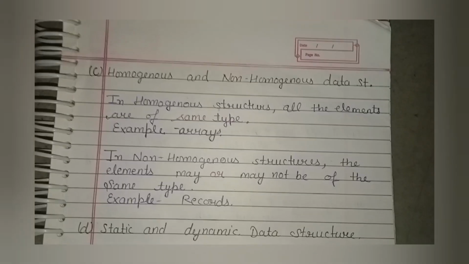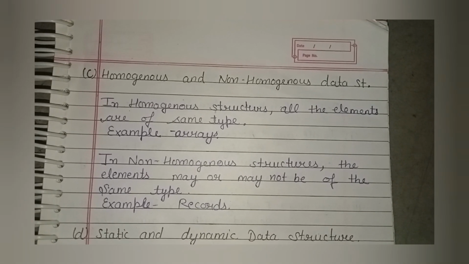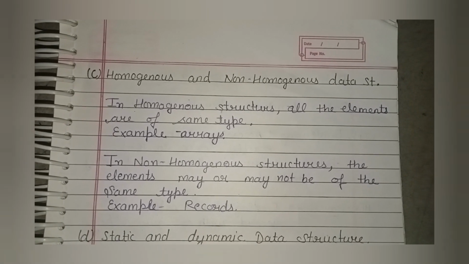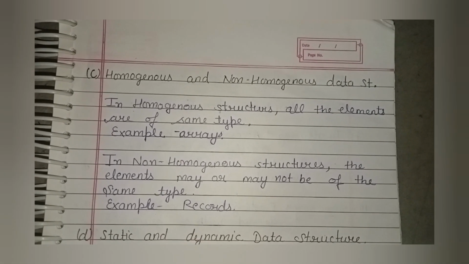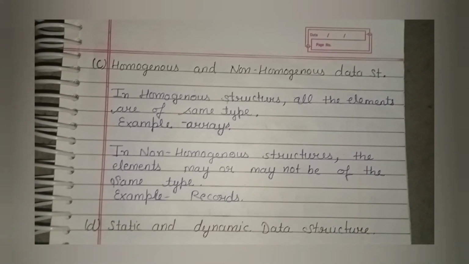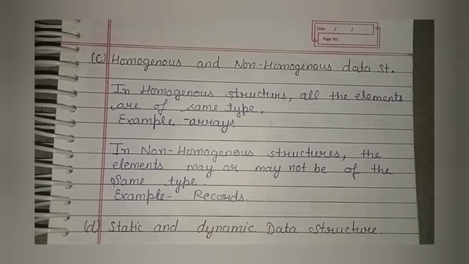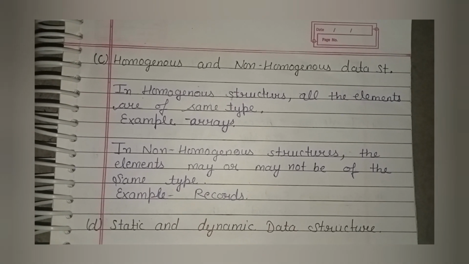Next, the third classification of data structure is homogeneous and non-homogeneous data structure. First, in a homogeneous data structure, all the elements are of the same type, like an array. And in a non-homogeneous data structure, the elements may or may not be of the same type.